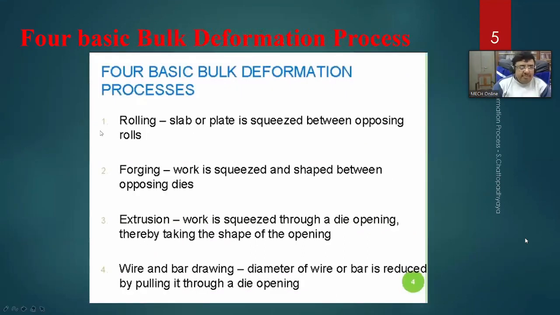So the four basic deformation processes: rolling, forging, extrusion, and wire drawing. Rolling, slab or plate is squeezed. Forging, work is squeezed and shaped between opposite dies, may be closed, may be open. Extrusion, work is squeezed through a die opening. Push, push, and where? Pull, pull. But don't confuse it with the pull-based and push-based manufacturing system. That is a different ball game altogether in terms of the manufacturing strategy. Extrusion, push. Draw, wire drawing, pull. You have to pull it out. So that's the difference through a die.